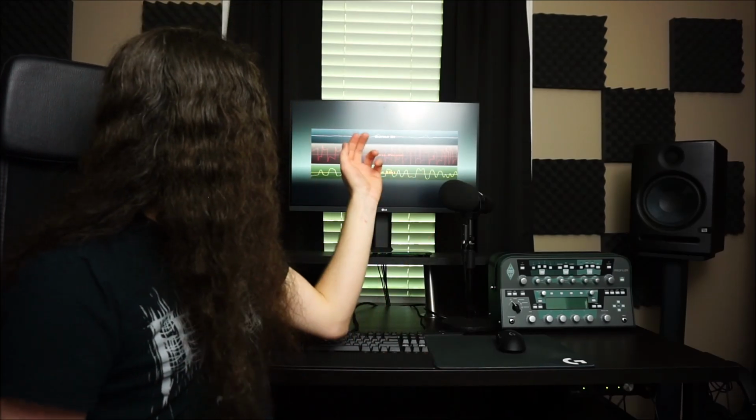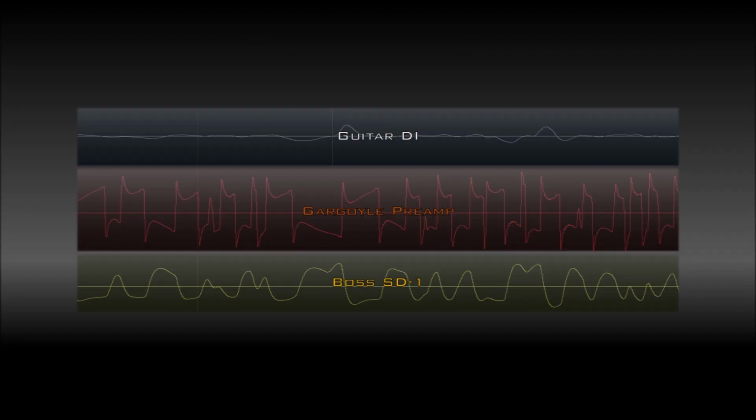I got a couple examples here on the screen. So this is a comparison of a guitar DI and the result when you reamp it through a guitar amplifier preamp and a common overdrive pedal. So both of these are examples of distortion. They both actually have asymmetric distortion, where one side of the waveform is behaving differently than the other.